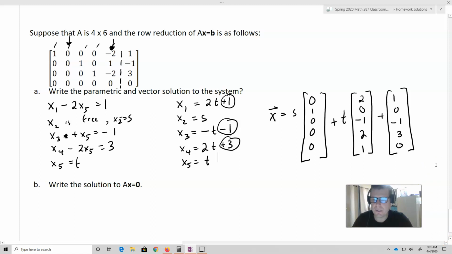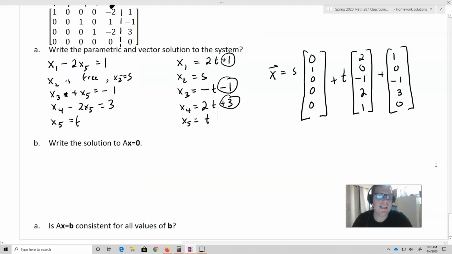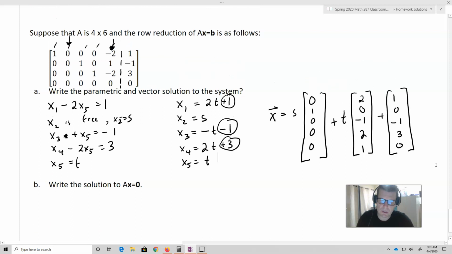Now, write the solution Ax equals 0. What we want to get is that Ax equals 0 is going to look identical to this particular one, or its row reduction. The row reduction of A does not change no matter what value we have, no matter what b we have, right? See, this is b.